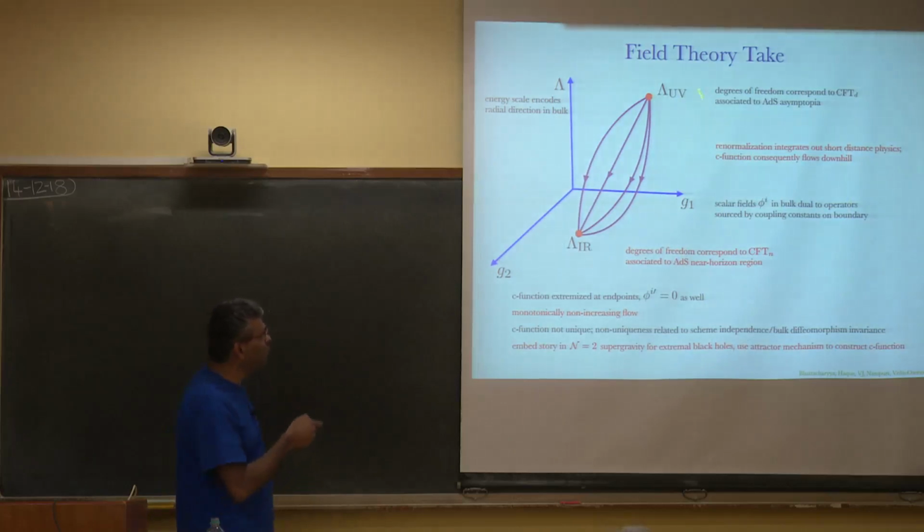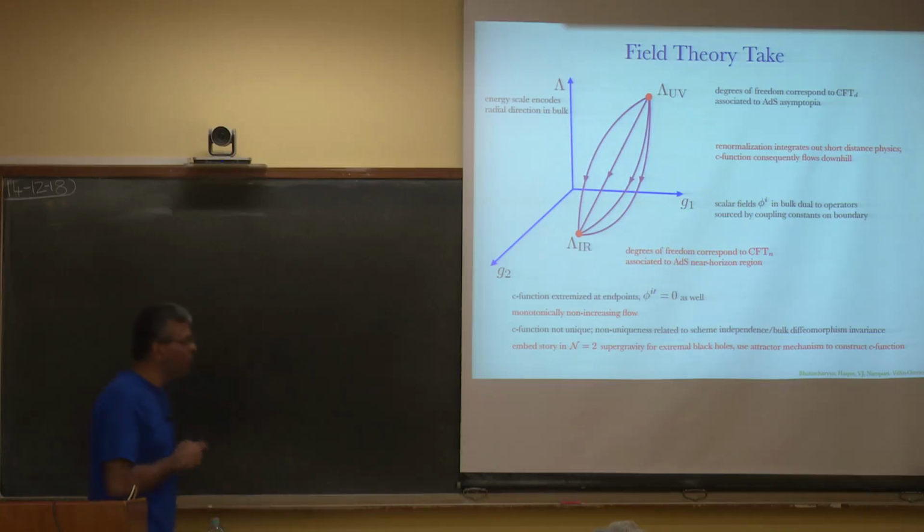Well, the degrees of freedom, which are counted by the C function, need to decrease along the flow, because renormalization integrates out degrees of freedom as you proceed along a flow. We know the scalar fields in the infrared are fixed to some attractor values for an extremal black hole, and we know the flows we've seen for particular values of the moduli are monotonic. So we'll use this to construct a C function for these black holes embedded in AdS space.